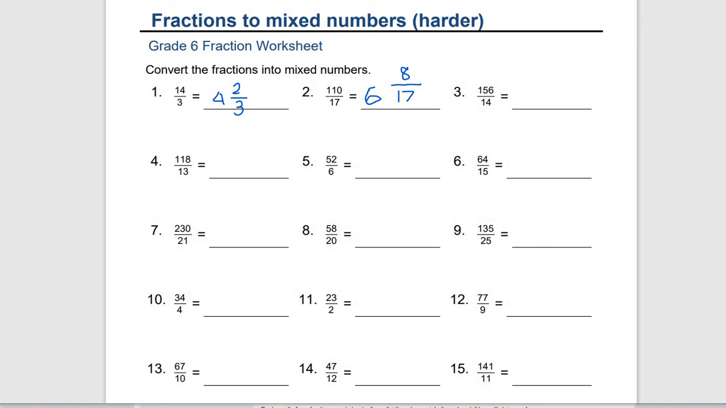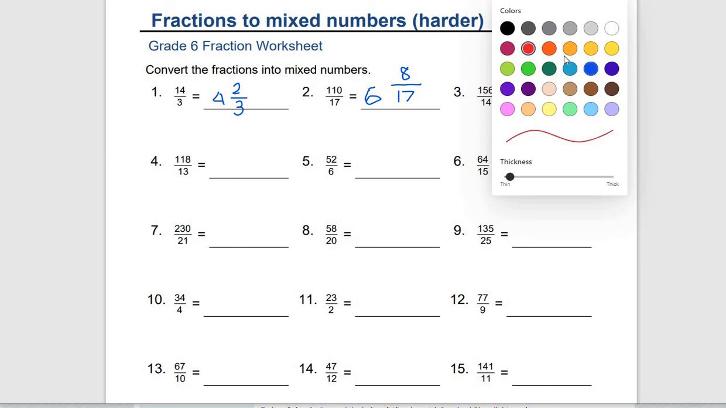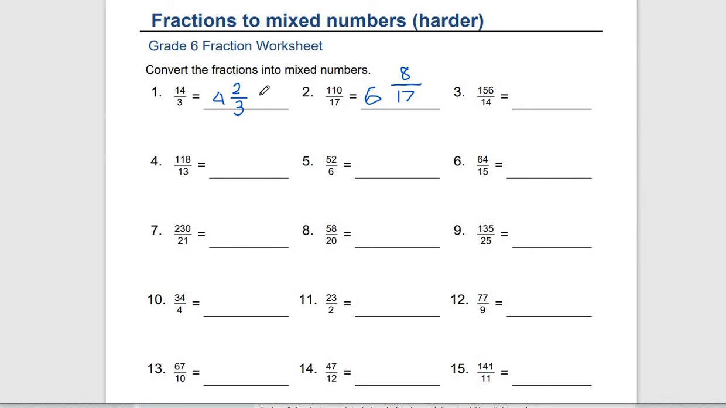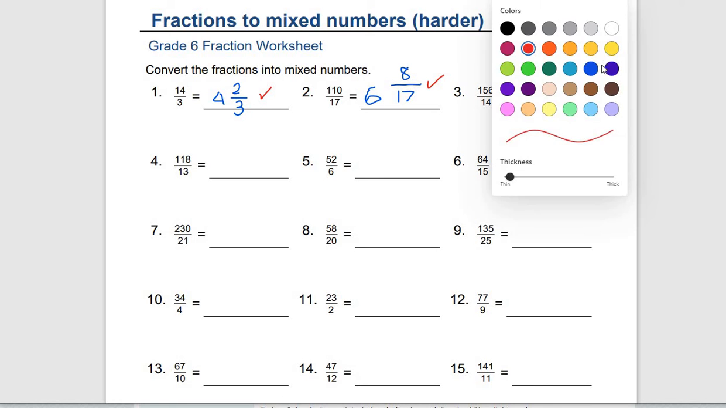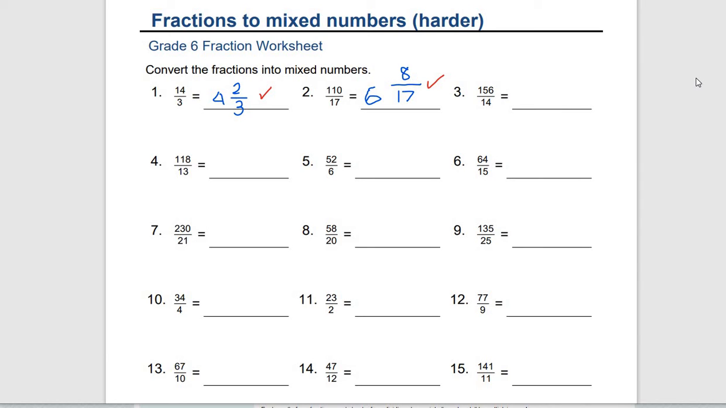Number 3, 156 over 14. Now, how to make this into a mixed number? How many times can 14 go into 156? If you work this out, it can go 11 times before going over the amount. 14 times 11 will be 154, and that gives us 2 extra.